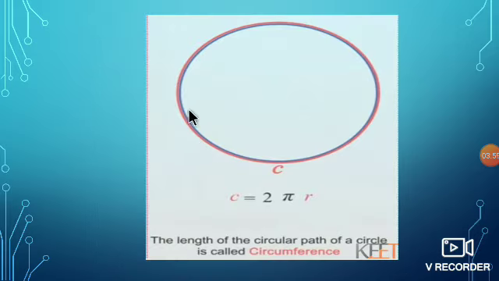So if this is the circle, this will be the circumference of the circle. We have learnt about the perimeter. We find the perimeter of the square, rectangle, triangle. Like this we will find out the circumference of the circle, and the circumference is denoted by the letter C, and the formula of the circumference is 2 pi r. This symbol is called pi. 2 pi r.